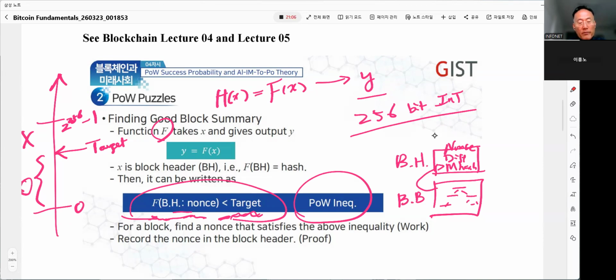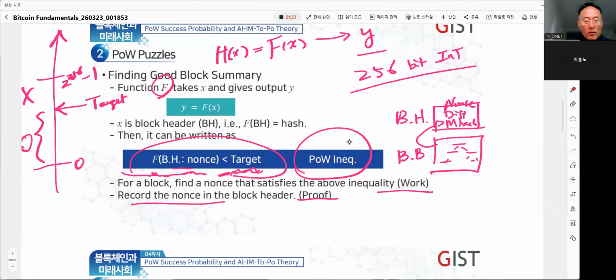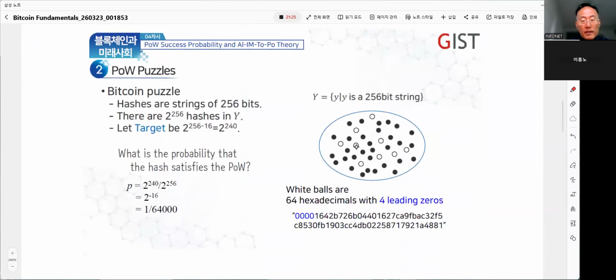Okay, so for a block, find the nonce that satisfies the above inequality. So that's the work. Record the nonce in the block header, and that's your proof. All right. So that's that. Then by changing the target, I can control the difficulty level of the Bitcoin POW puzzle. Okay. So here is a simple example.